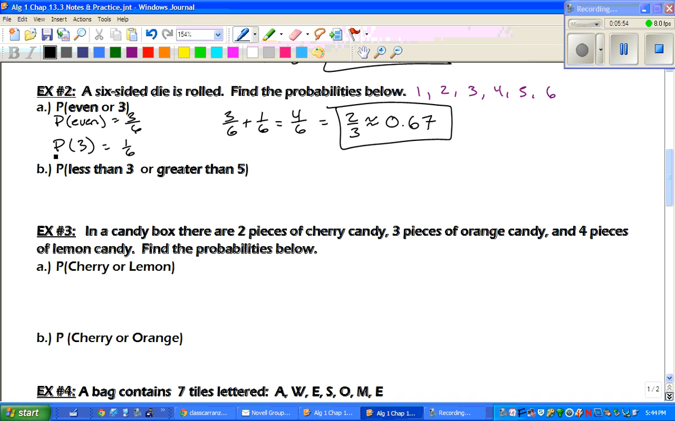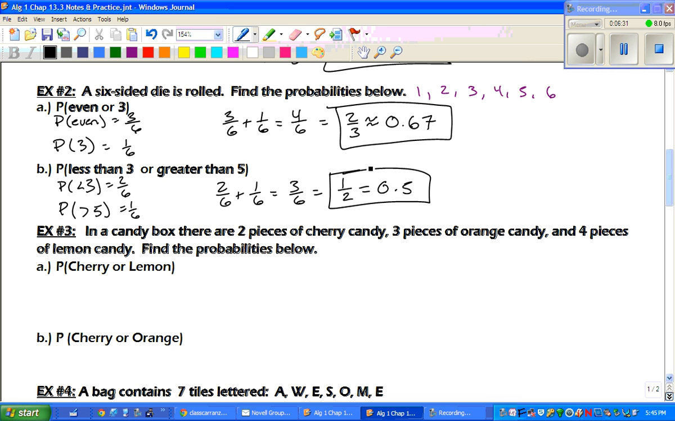B. So the probability of a number less than 3, there are only 2 chances, so that would be 2 out of 6. And the probability of a number that is greater than 5, well, there's only one number greater than 5. Okay, and do not reduce right now. Wait till after you add them. 3 out of 6 is also 1/2, and that equals 0.5.